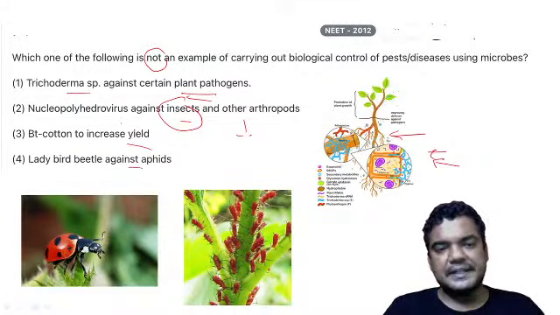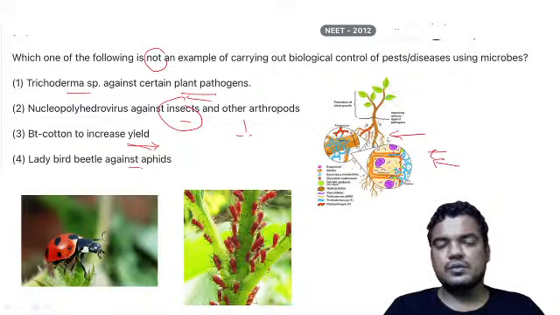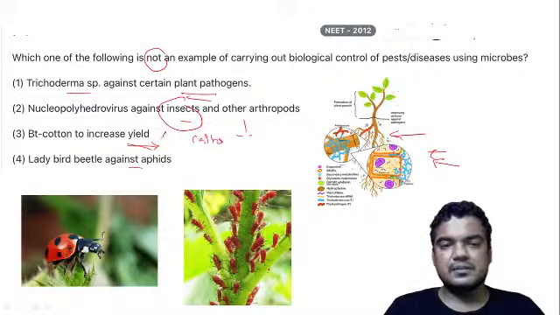The third one is Bt cotton to increase the yield. So we use the Bt cotton to work against the caterpillars of butterfly, not for increasing yield. So this is not properly matched. It is not an example for the biological control.